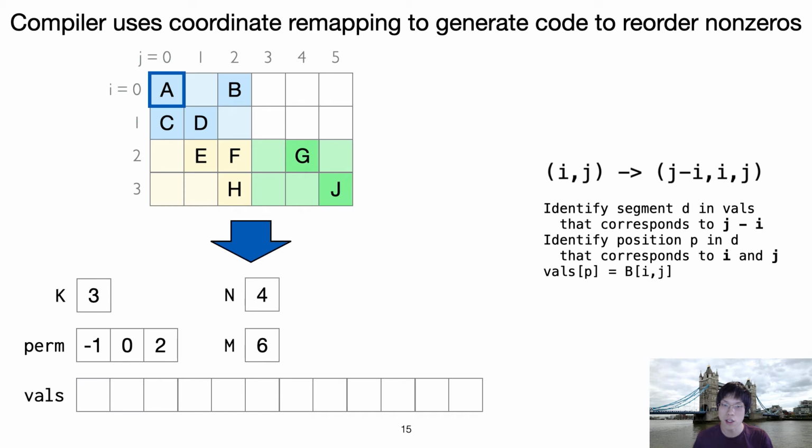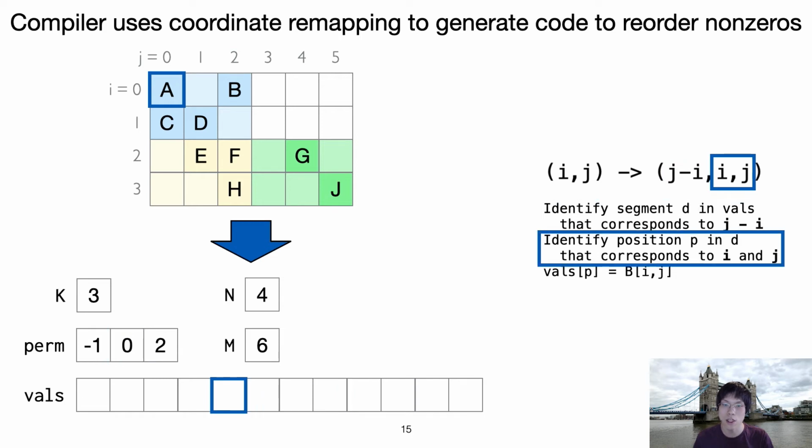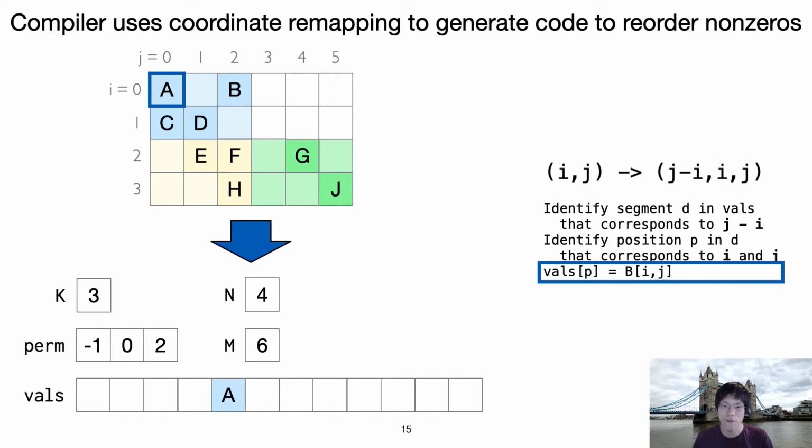So to insert a nonzero into Dia, for instance, the generated code will first compute the nonzero's offset and use it to identify its corresponding segment in the vals array. Then, the generated code will use the nonzero's canonical coordinates to find its position within the segment, before finally inserting the nonzero at that position.